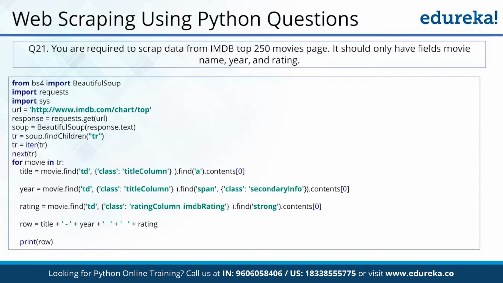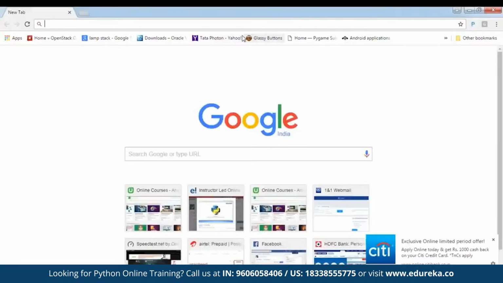Now, you are required to scrape data from the IMDb top 250 movie pages. It should have fields: movie names, year, and rating. How do you do this? So this would probably come up as a coding question. Typically not as complex, you might get a simple one. So how do you approach this? You would have to get into imdb.com first and get the information first. Are you all following me so far?